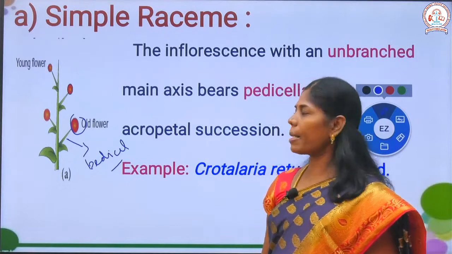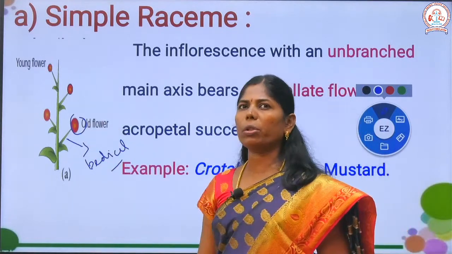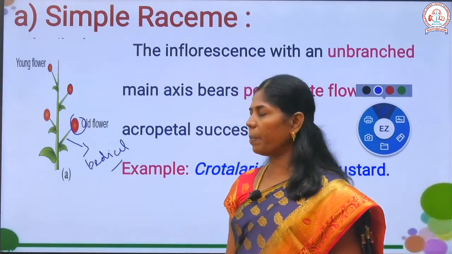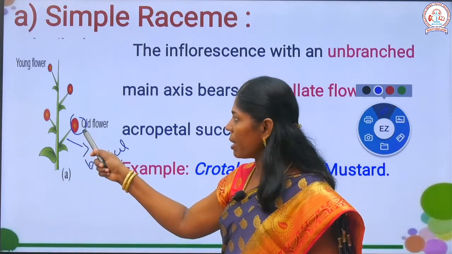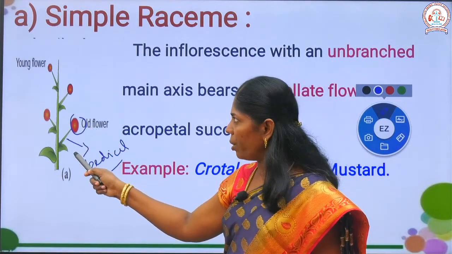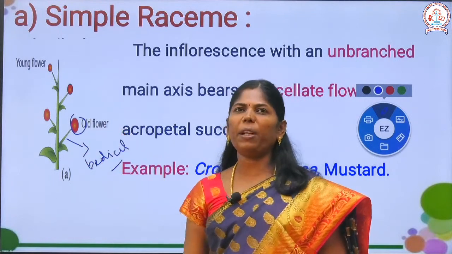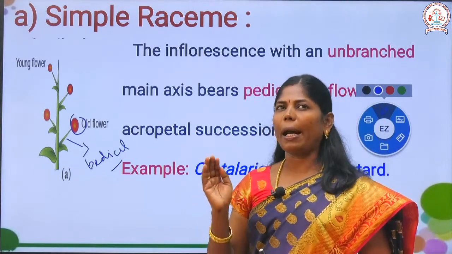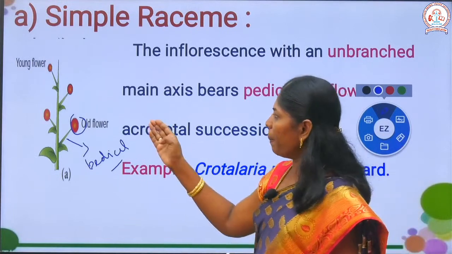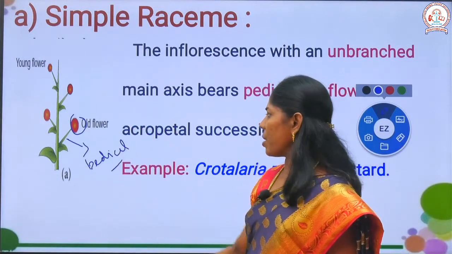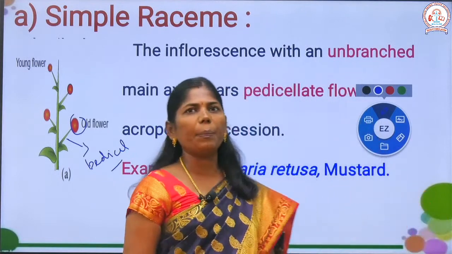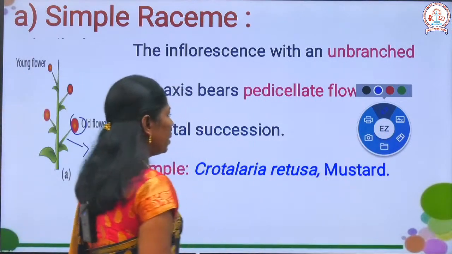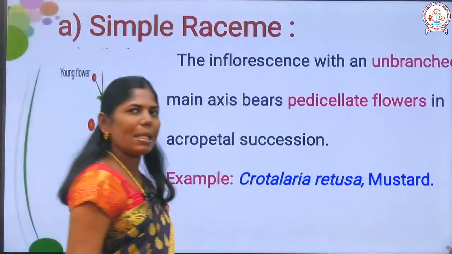The main axis bears pedicellate flowers, it has unlimited growth, and the main axis is elongated. As we already said, it shows acropetal succession, which means the older flowers open first: the basal region has the older flowers and the younger flowers are in the tip region. So these are the characters of the simple raceme: unbranched, main axis elongated, pedicellate flowers and acropetal succession. Examples are Crotalaria retusa and mustard. With the help of the diagram we can easily explain.